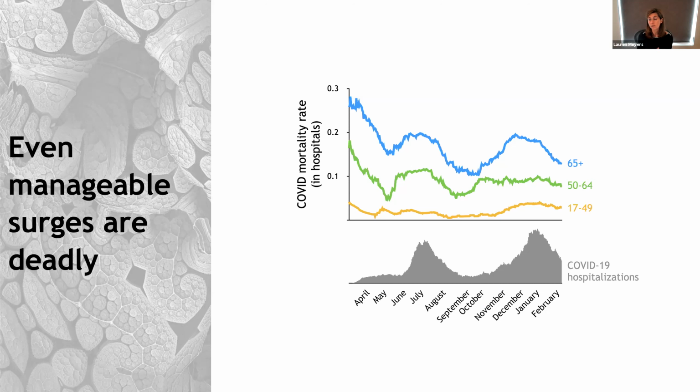So what you see here, the gray on the bottom, that's just our total COVID hospitalizations throughout time. And what you see on the top is the probability that if somebody's admitted to the hospital for COVID, they die in the hospital. And you can see, for example, in the 65 and older group, that's the blue group there, that there's a really pronounced increase in the in-hospital mortality rate during periods where our hospitals are fuller relative to periods where our hospitals are less full. And there could be multiple possible explanations for that. But surges are dangerous, even if they're surges that are manageable.